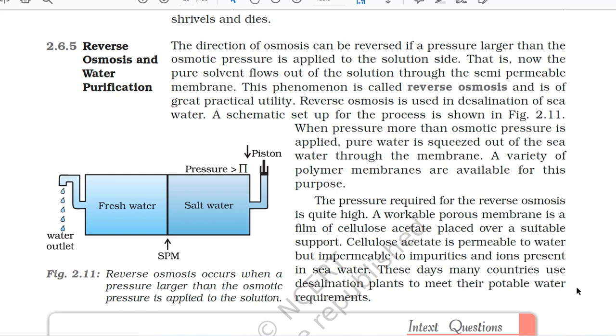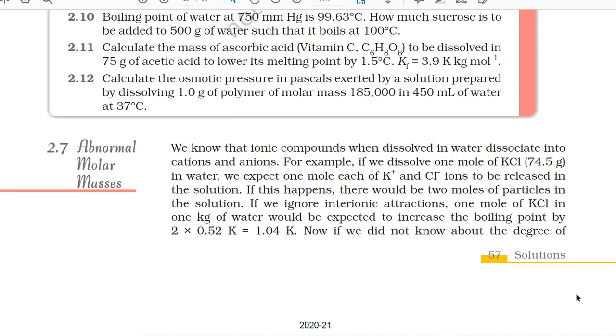A schematic setup for the process is shown in figure 2.11. When pressure more than osmotic pressure is applied, pure water is squeezed out of the seawater through the membrane. A variety of polymer membranes are available for this purpose. The pressure required for the reverse osmosis is quite high. A workable porous membrane is a film of cellulose acetate placed over a suitable support. Cellulose acetate is permeable to water but impermeable to impurities and ions present in seawater. These days, many countries use desalination plants to meet their potable water requirements.